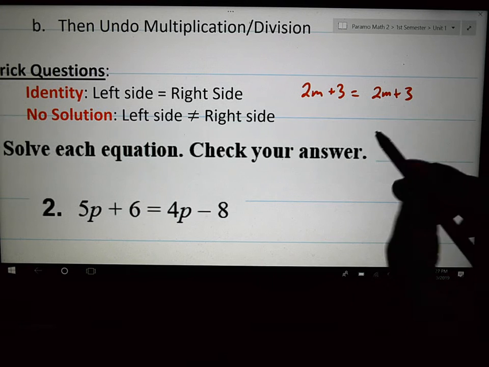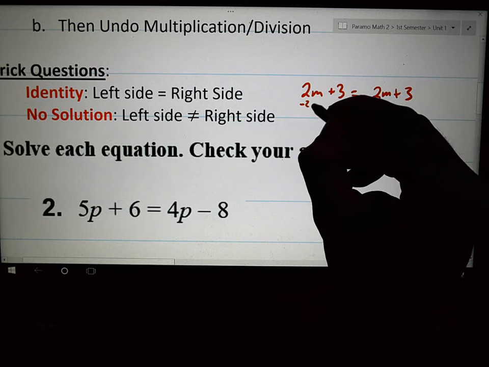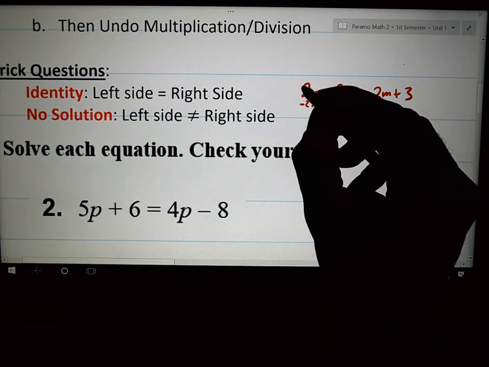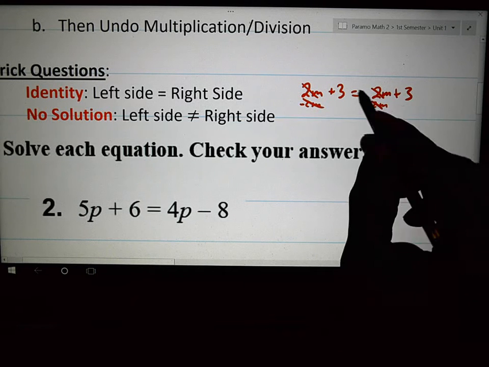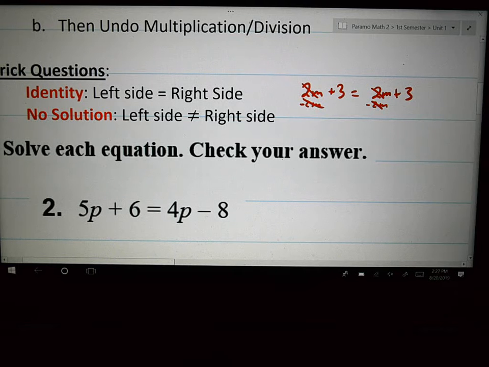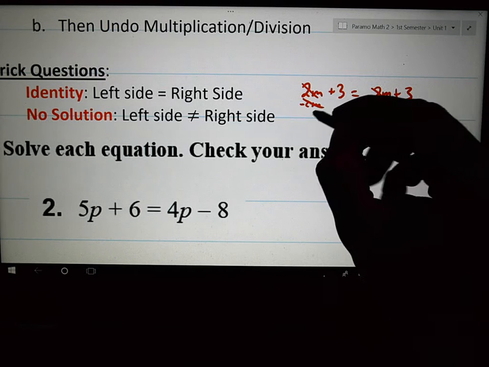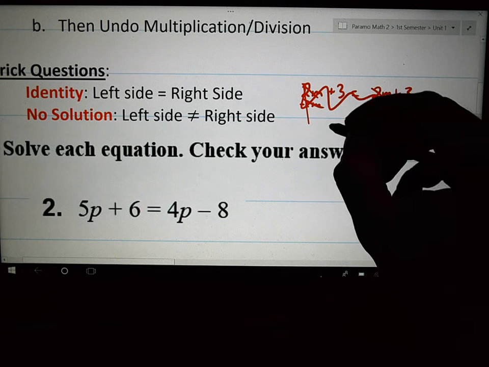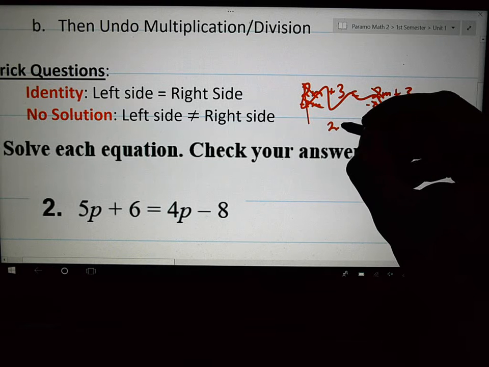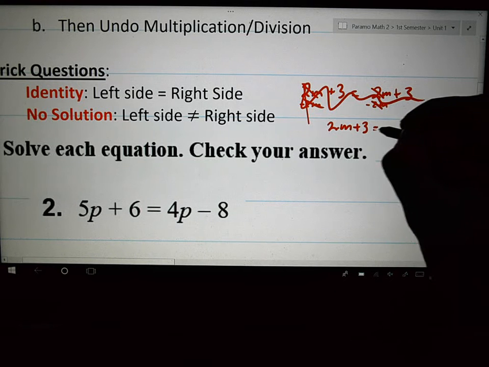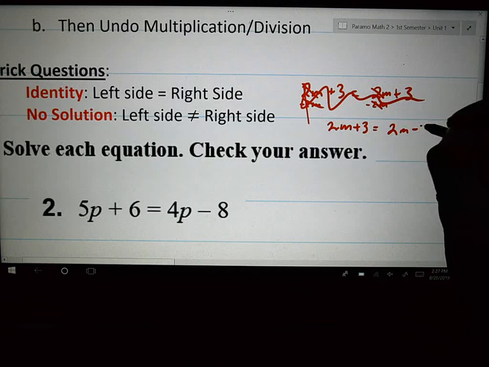Oh, and by the way, you could see that because if you were to subtract 2m, let's say you don't even notice it, sometimes you're going to get a number equals a number. If you ever get 3 equals 3, it's an identity. It's a trick question. 5 equals 5, it's an identity. 12 equals 12, it is an infinite result. But there are some, let's scribble that out and go to 2m plus 3 equals 2m minus 7.